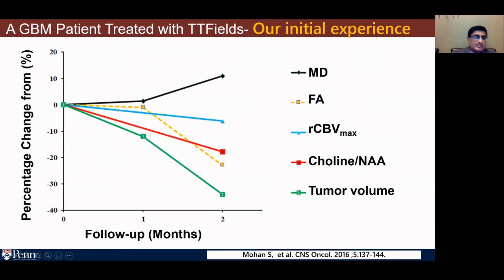So these are the trends in the percentage change in the different parameters like MD, FA, CBV maximum, choline to NAA ratio, and tumor volume at 1 and 2 month follow-up time points relative to baseline. As you can see, there's a progressive percentage increase in the MD, a progressive decrease in the rCBV, a progressive decrease in the tumor volume, a progressive decrease in the choline to NAA ratio, and a progressive decrease in the percentage change in the FA. All these parameters indicate some kind of positive response in this particular patient, who received the combination of tumor treating field and TMZ.